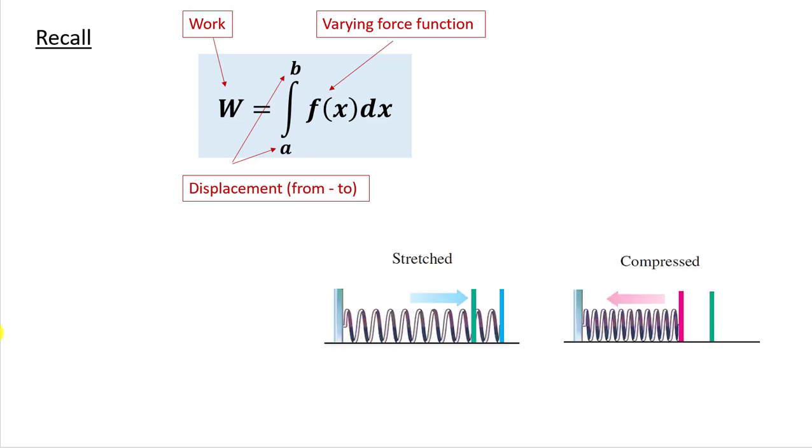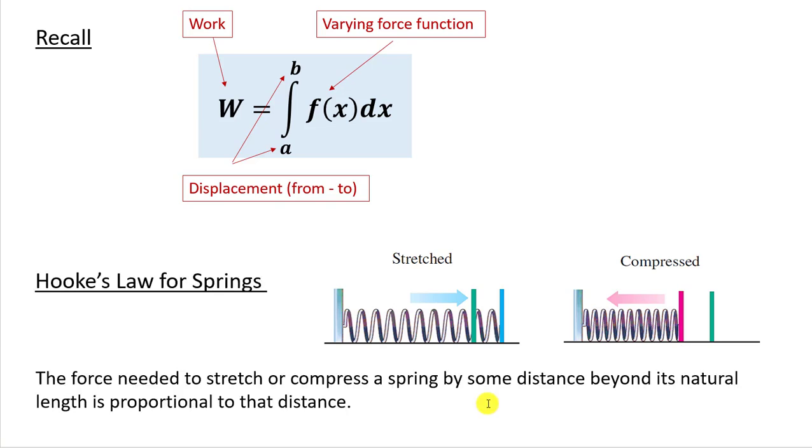One example of varying force is when we apply that force to either stretching or compressing a spring. Because according to Hooke's law, the force needed to stretch or compress a spring by some distance beyond its natural length is proportional to that distance. And this is just a general description of that law. But let's highlight key words to better understand what that law says.